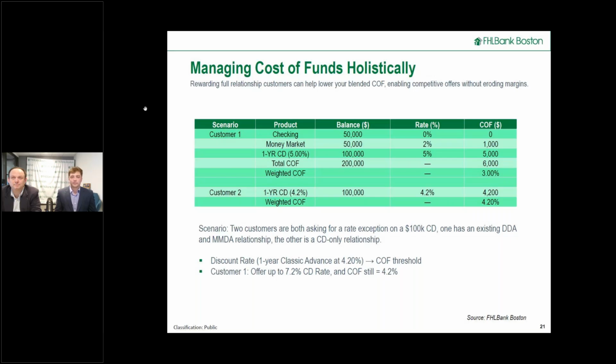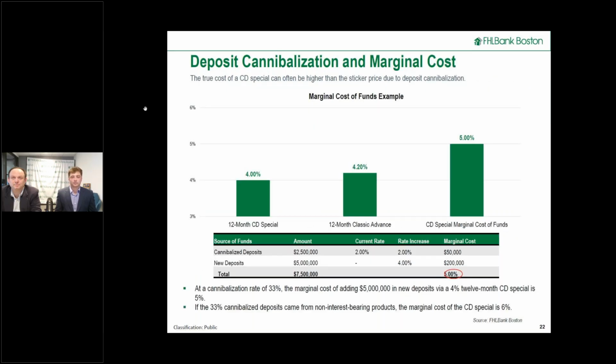And another good reason to consider being less aggressive with your public deposit rates is deposit cannibalization. A significant consideration for any ALCO thinking about offering a deposit special should probably be the extent to which that special may cannibalize deposits from your existing lower cost deposit base. In this scenario on this slide, we have a depository with a 2% existing cost of funds who is considering offering a deposit special, 12-month deposit special, at 4% or taking down a 12-month classic advance at 4.2%.